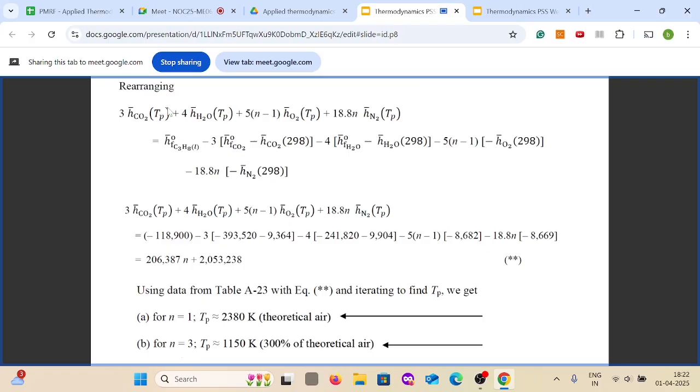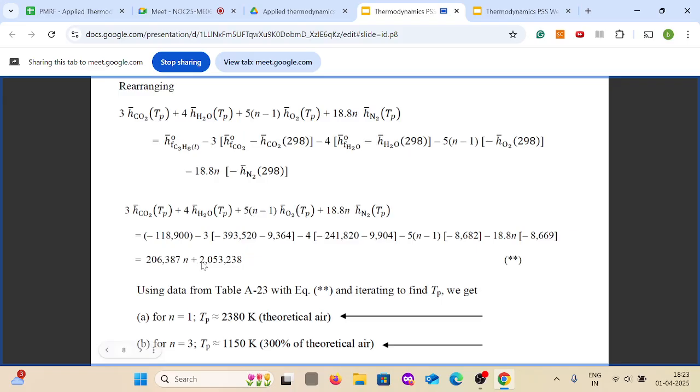So rearranging, we get 3 times the enthalpy of CO2 plus 4 times the enthalpy of water plus 5n minus 1 times the enthalpy of oxygen plus 18.8n times the enthalpy of nitrogen, all at product temperature, equals the enthalpy of formations. Substituting the enthalpy of formation in the equation, we get the enthalpies of products at product temperature equals 206387 times n plus 2053238. So that is the final expression.